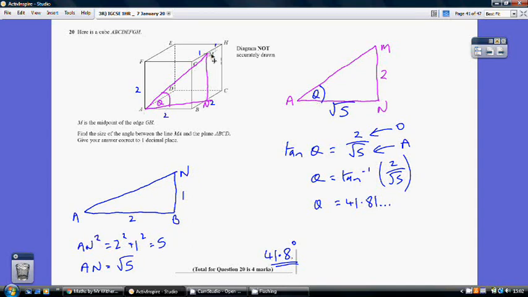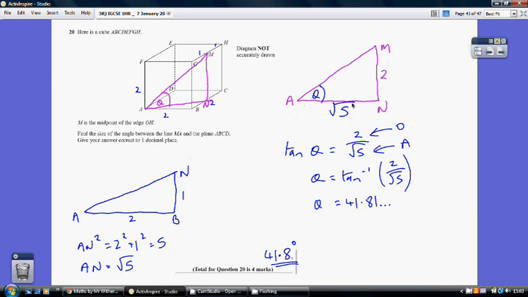Now I know that the length from M to N is 2, so I'm going to need to work out what the length from A to N is. So I'm now just going to consider the two-dimensional triangle going from A to N to B, where the angle ABN is the right angle. So A to B is 2 and B to N is 1, because N's halfway along. So AN squared is going to be 2 squared plus 1 squared equaling 5, so the length AN is the square root of 5.